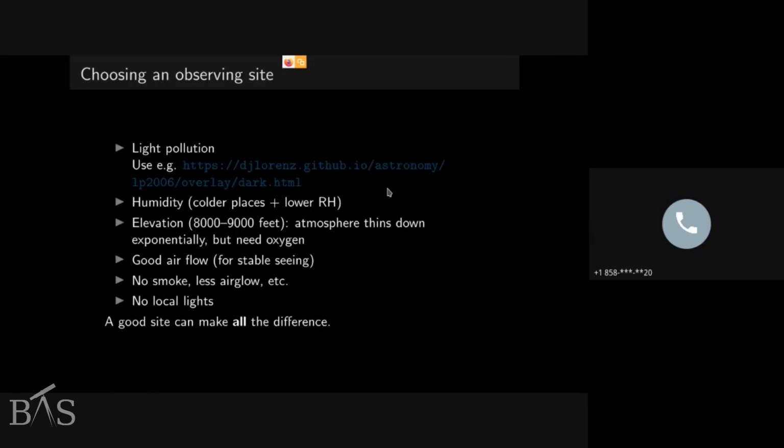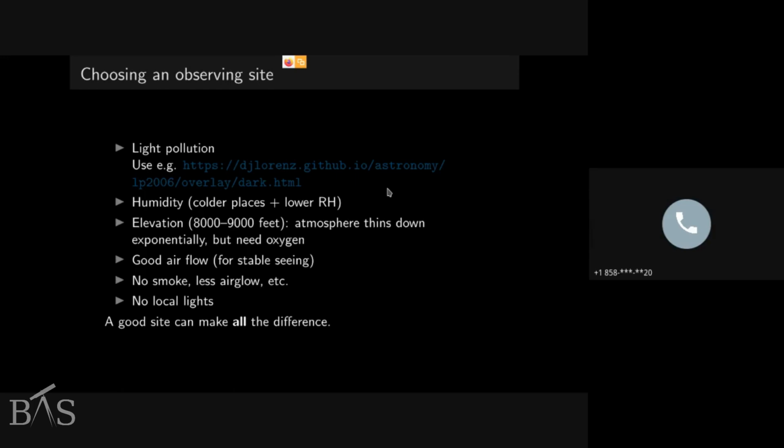I understand this is a very hard question to answer in South India, and like we were talking about before we started the talk. But here are some characteristics that make for a good observing site. The first thing is light pollution. You want as little light pollution as possible.